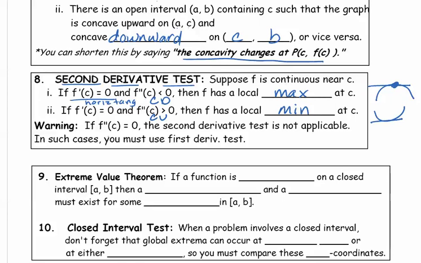The second derivative test does not work if the second derivative turns out to be equal to 0. So then you would have to go back and use the first derivative test.